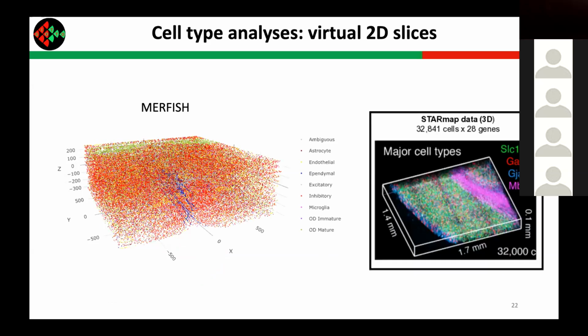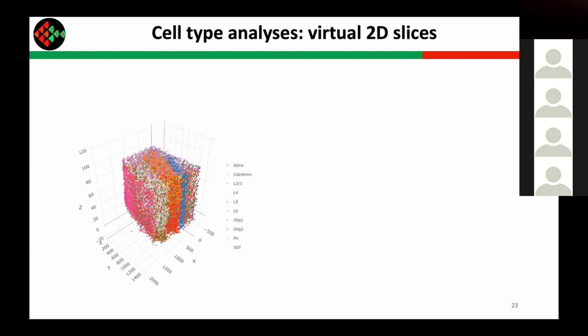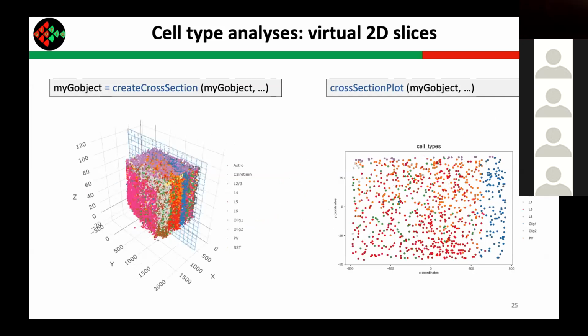A potentially more general type of three-dimensional single-cell data set, for example, is one that has been generated by STARmap technology. In this case, all of the three dimensions are continuous. For this particular case, it will be interesting to look at the cell type or gene expression pattern for user-specified virtual two-dimensional slices. In Giotto, it is pretty straightforward to do that using a set of cross-section functions. You can first create the cross-section and also visualize the cell type pattern in a 2D plot. Similar things can be done for the gene expression pattern as well.